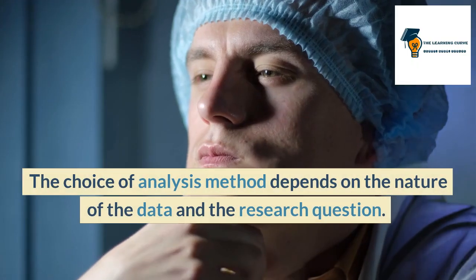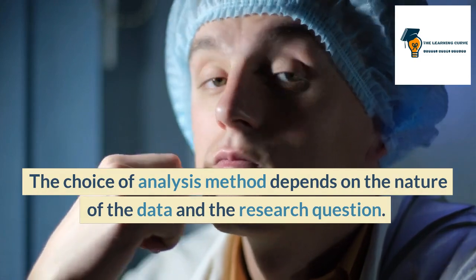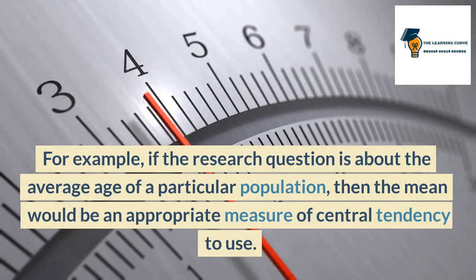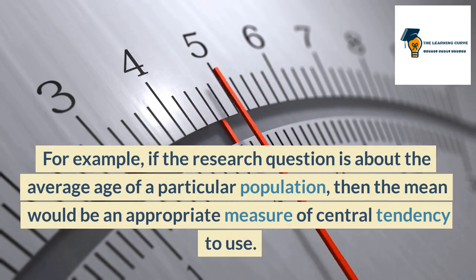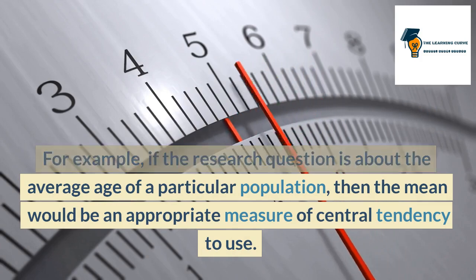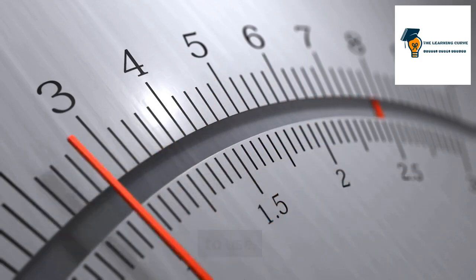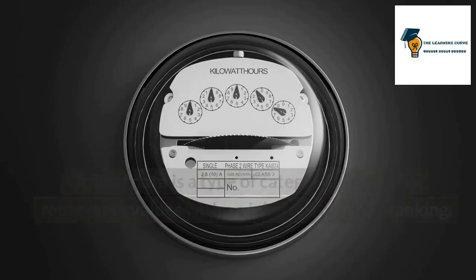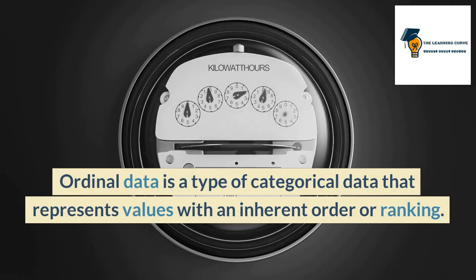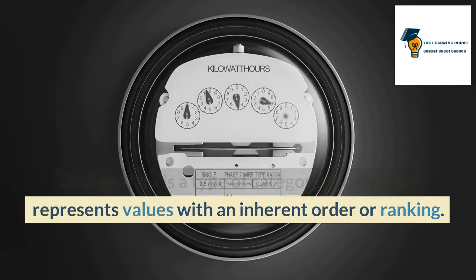The choice of analysis method depends on the nature of the data and the research question. For example, if the research question is about the average age of a particular population, then the mean would be an appropriate measure of central tendency to use. Ordinal data. Ordinal data is a type of categorical data that represents values with an inherent order or ranking.